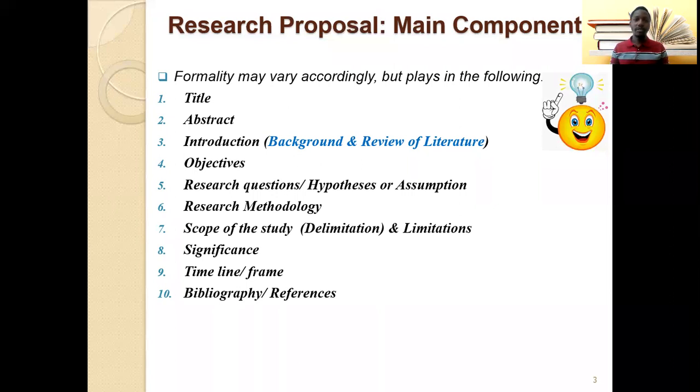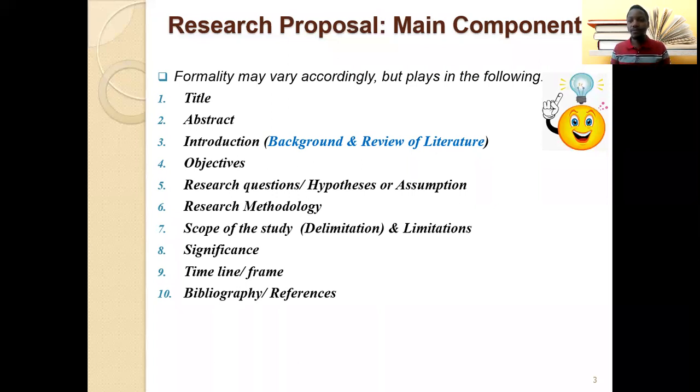Today, we're going to discuss the main components of the so-called research proposal. Our discussion today is mainly focused on beginners who are trying to ask what the main components of a research proposal are. If I am asked to write a research proposal, what components should I consider, and how can I go through them? So today, we're going to elaborate on the main components of this research proposal, and I will try to explain each component.